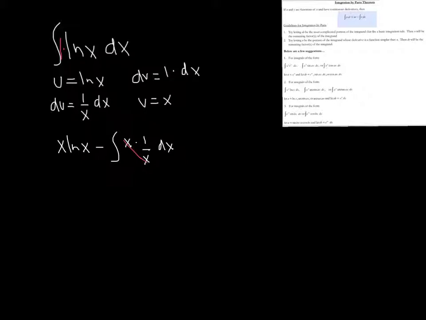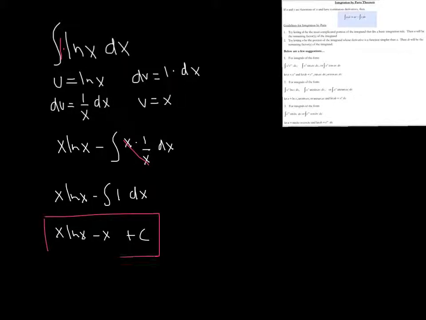And nicely, these cancel, and so you have x natural log of x minus the integral of 1 dx, and the integral of 1 is simply x, and then you need a plus c after that because it's an indefinite integral, and that is integration by parts.